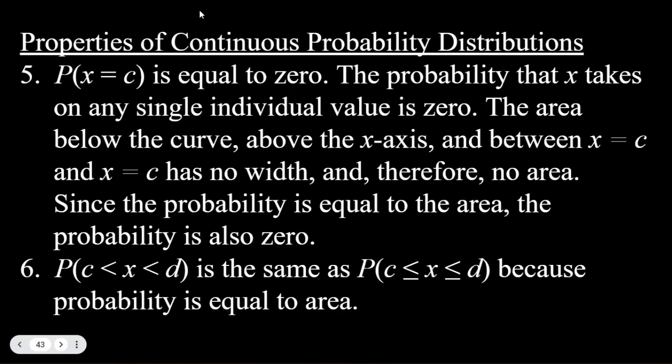Number 6, probability again that x is between c and d is the same as the probability that x is between c and d, even if we include those endpoints c and d, because the probability again is equal to the area, and the area would be the same for either one of those. It doesn't increase the area at all.